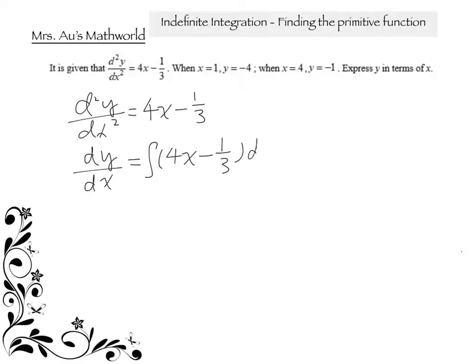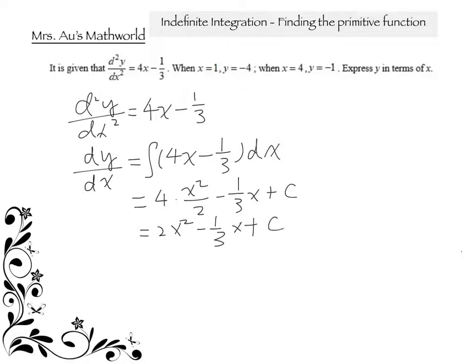On the left, we just write down the integral of d squared y over dx squared, and then integrate one by one. That means 4 times x squared divided by 2 minus 1 over 3 x plus c. Then you get 2x squared minus 1 over 3 x plus c. And then we need to integrate it again to get the value of y.